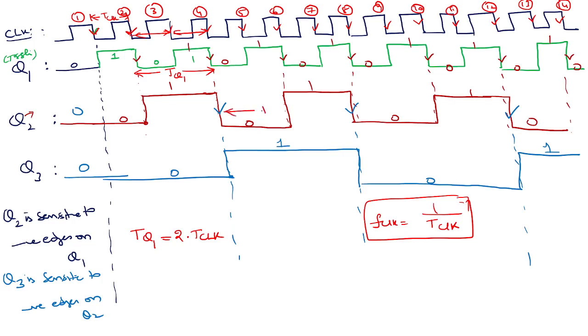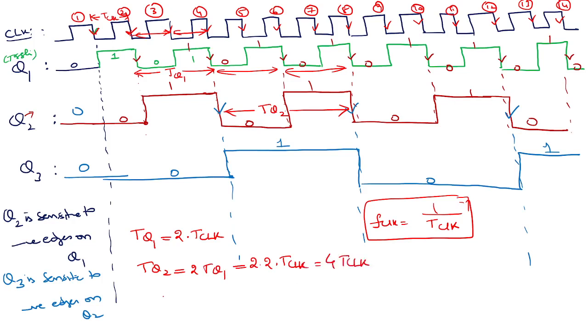What about TQ2? This is 1 times TQ1, this is 2 times TQ1, so TQ2 is 2 times TQ1. That is equal to 2 into 2 times T clock, which is nothing but 4 times T clock. TQ3, obviously, if we compute, is 8 times T clock.